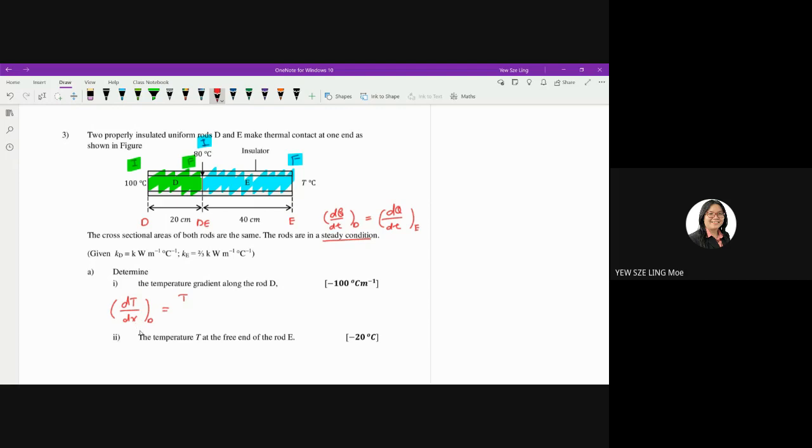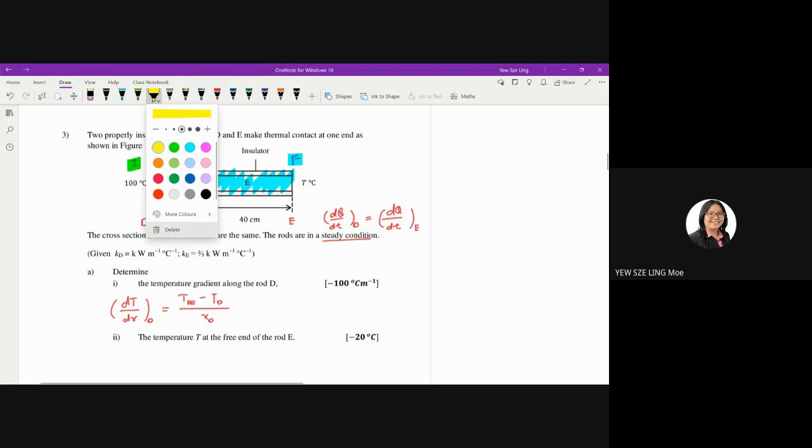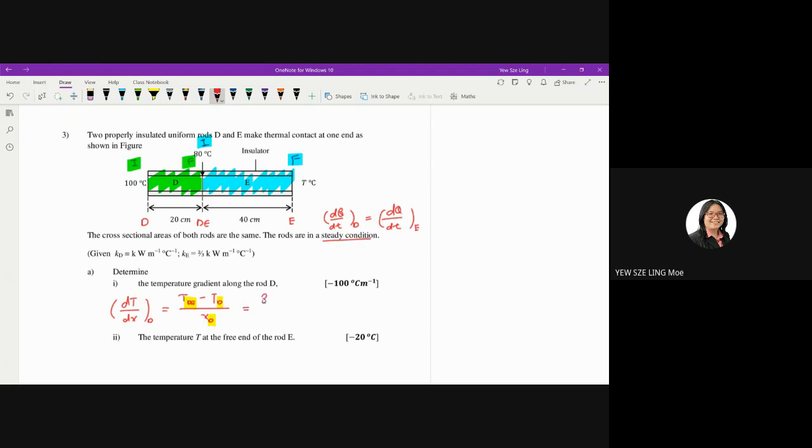So now dT over dx for rod D, the final temperature, like I told you just now, is the 80 degree position. So TDE, minus the initial, which is TD, divided by XD, the length of rod D. So I like to use subscripts in my equations to make it easier for me to recheck when I want to go through the answer again. So always use subscripts to make it easier for you to recheck your answer, and easier to identify the mistake in case you make any careless mistake in your calculation. So TDE minus TD over XD is equal to 80 degree minus 100 divided by 20 cm, 0.2 meter again. So it is equal to negative 100 degrees C m negative 1.